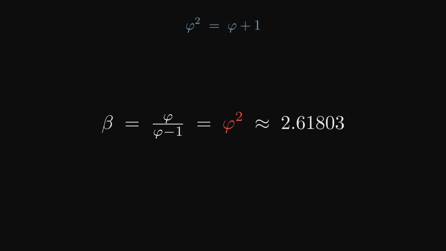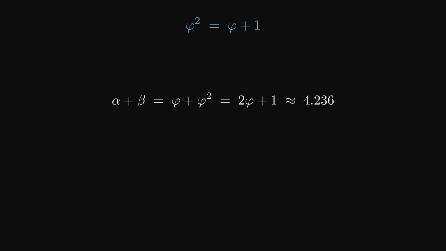Notice that alpha plus beta equals phi plus phi squared, which by the defining relation of the golden ratio equals 2 phi plus 1, approximately 4.236. And alpha times beta equals phi times phi squared equals phi cubed, approximately 4.236.